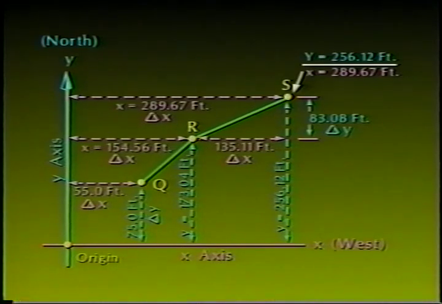Now on the move northeasterly to point S, we find we have traveled a delta Y of 83.08 feet and a delta X of 135.11 feet from point R. Adding these deltas to the coordinates for point R, we determine that point S will have coordinates of Y equals 256.12 feet and X equals 289.67 feet.